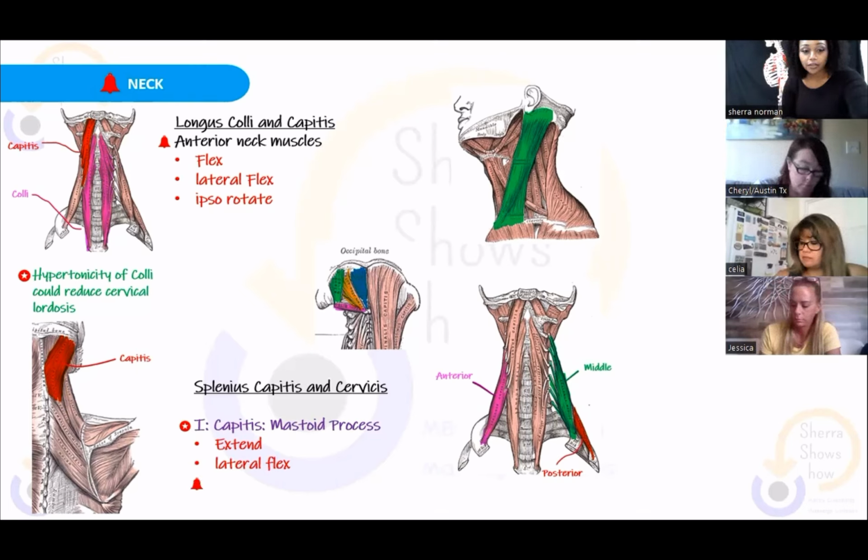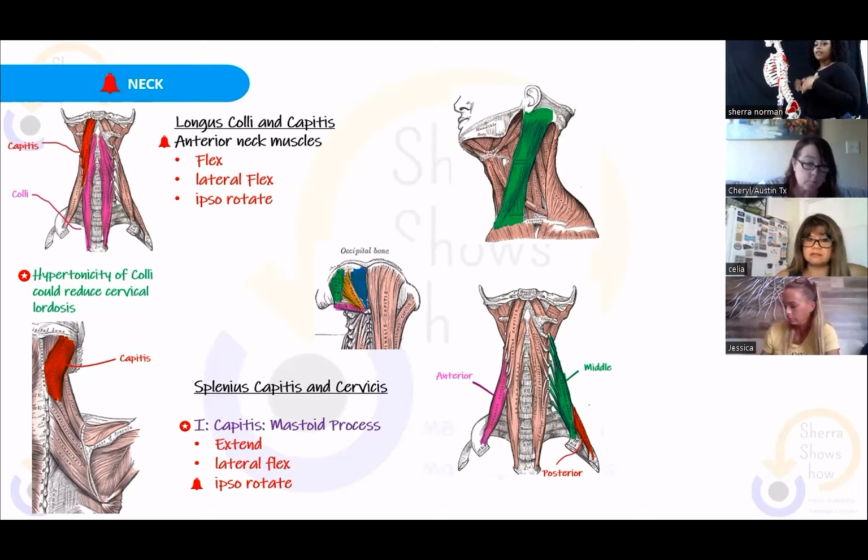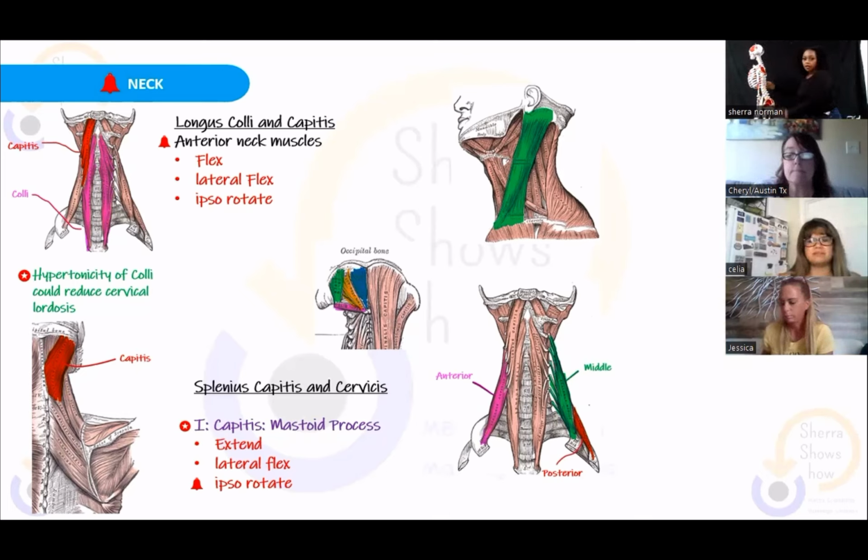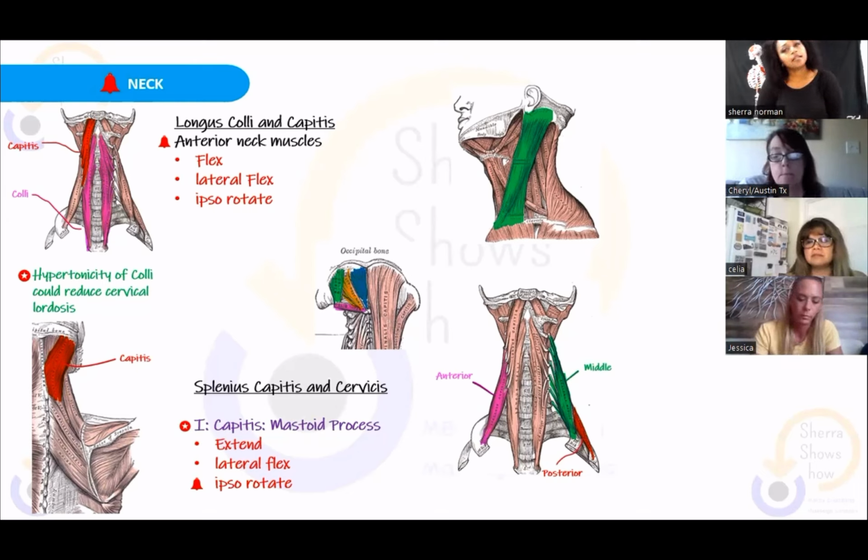And it is not a contralateral rotator. It's a regular ipsilateral rotator. So the right side turns to the right, left side turns to the left. If I rotate my head to the right, my right splenius capitis gets short and tight. If I rotate to the right, my left splenius capitis will get longer, okay? So extend, laterally flex, ipsilateral rotate.